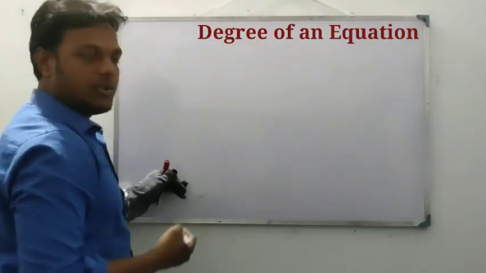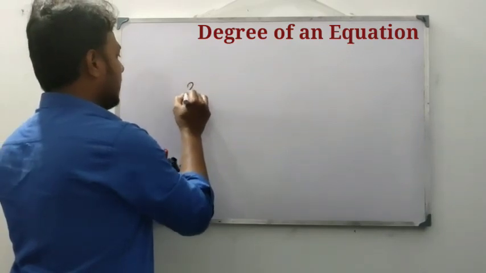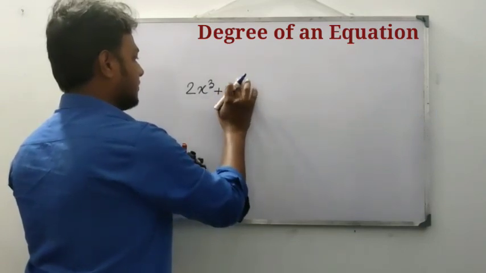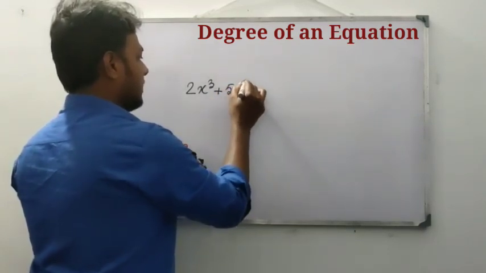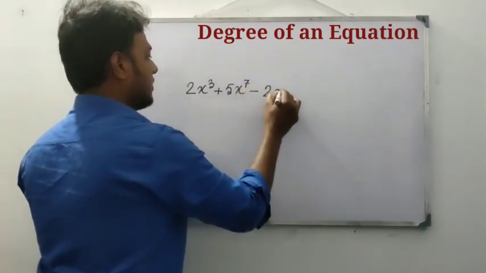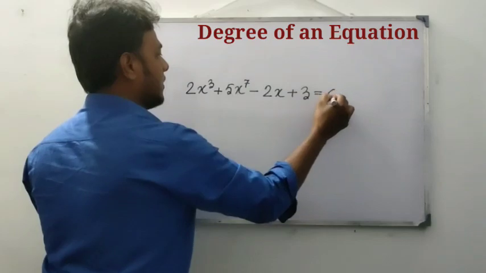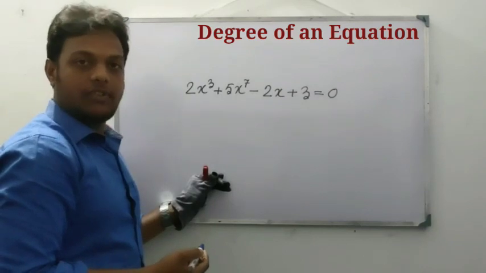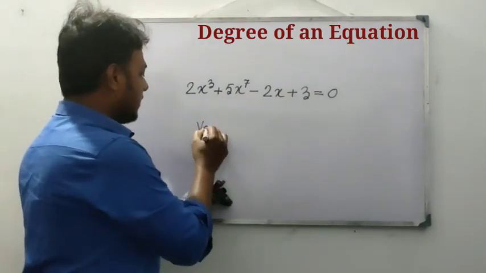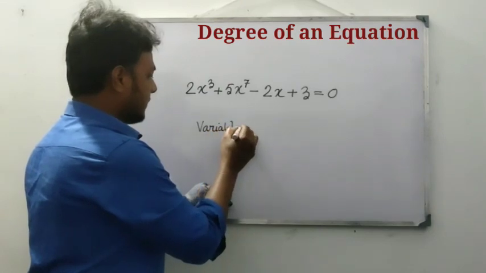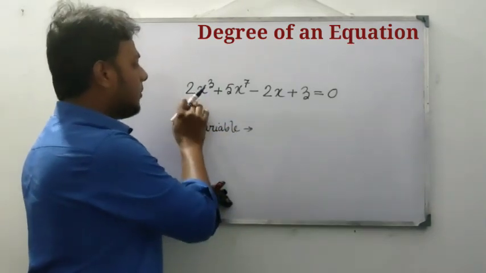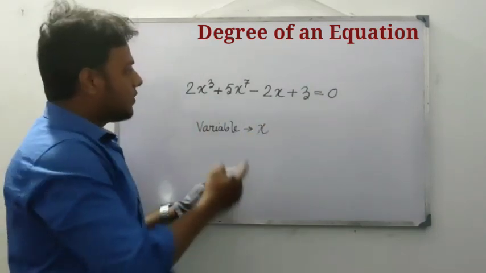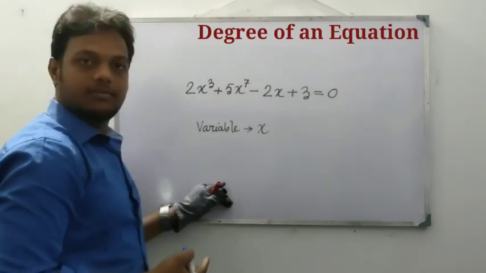See, I am considering some examples. If we consider 2x cube plus 5x to the power 7 minus 2x plus 3 equals 0. Clearly this is an equation, and in this equation first you have to identify the variable. So what is the variable here? Here the variable or unknown is x. This is an equation of x.